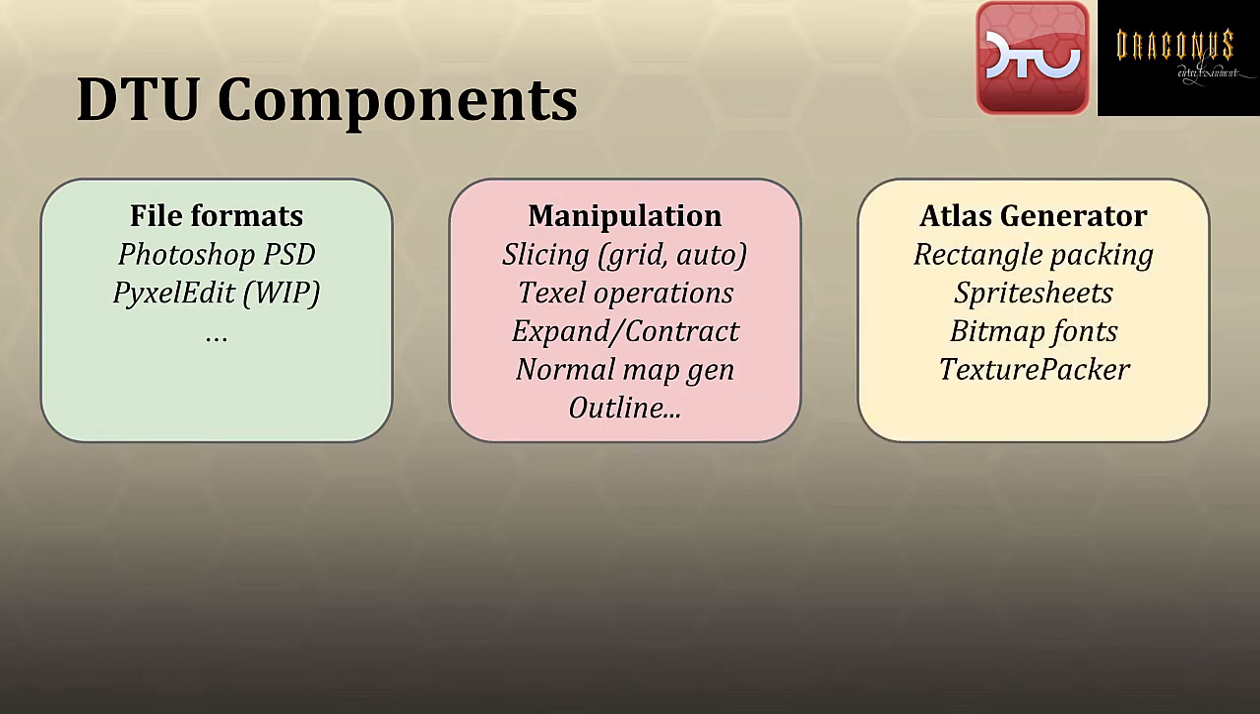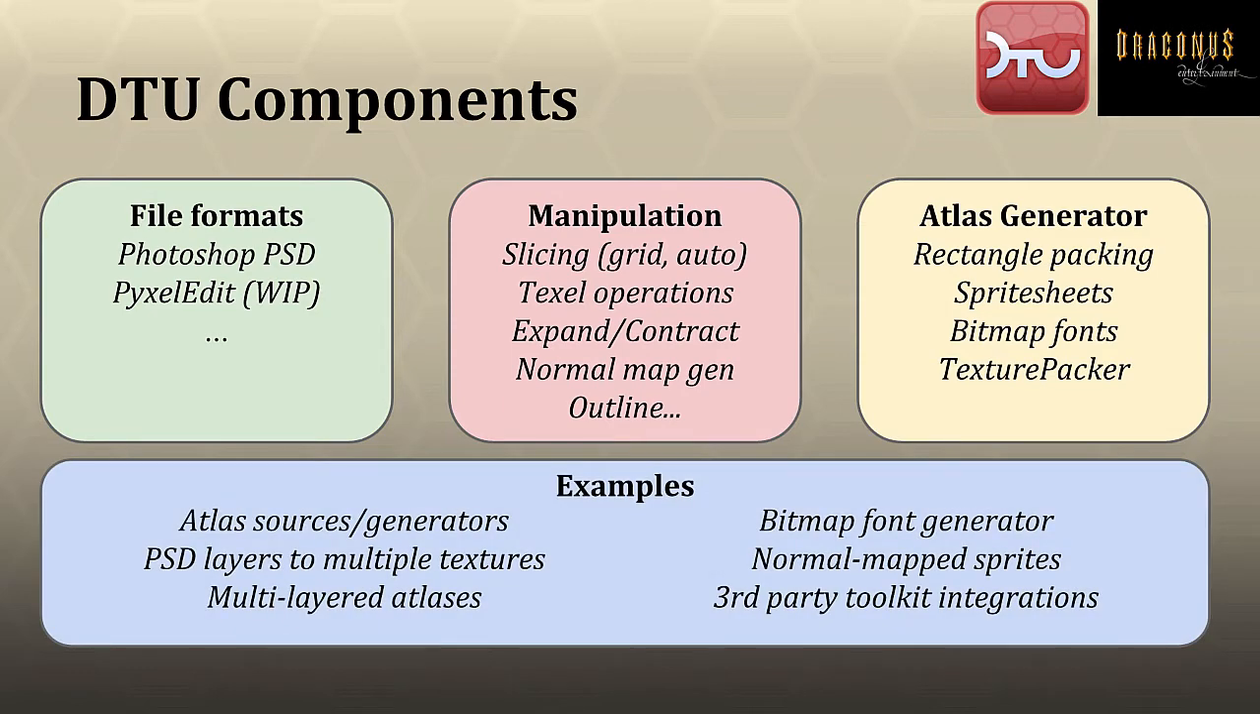Third component is the Atlas generator. While the generator might look pretty standard and not even the most efficient one, it has some specialties such as support for multi-layered atlases and bitmap fonts. The fourth component is the examples. These show you how to use DTU, and they can be used as is or as a starting point for your own projects and extensions. Let's now quickly look at some of the highlights of the examples included.